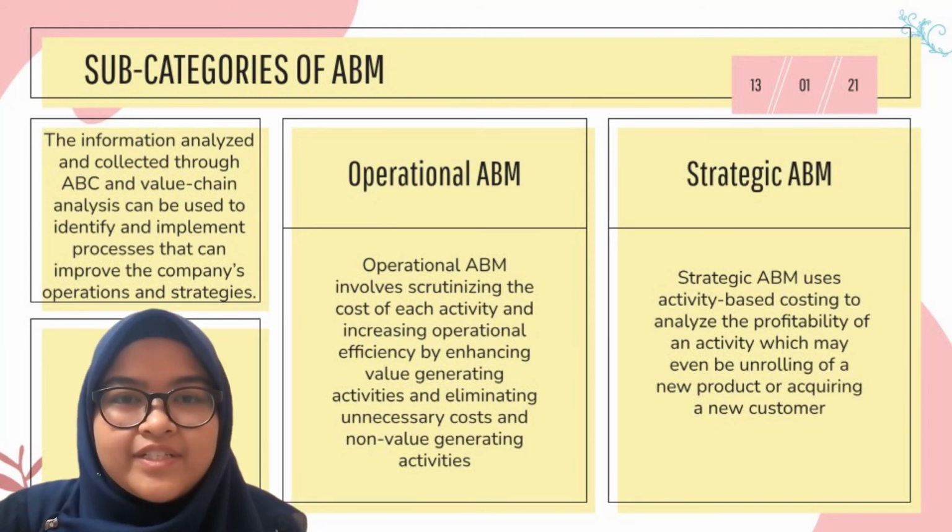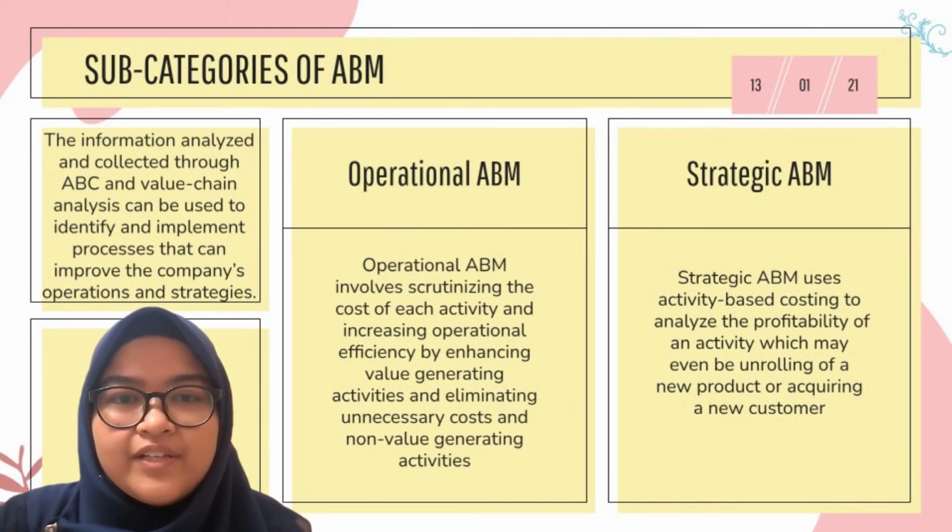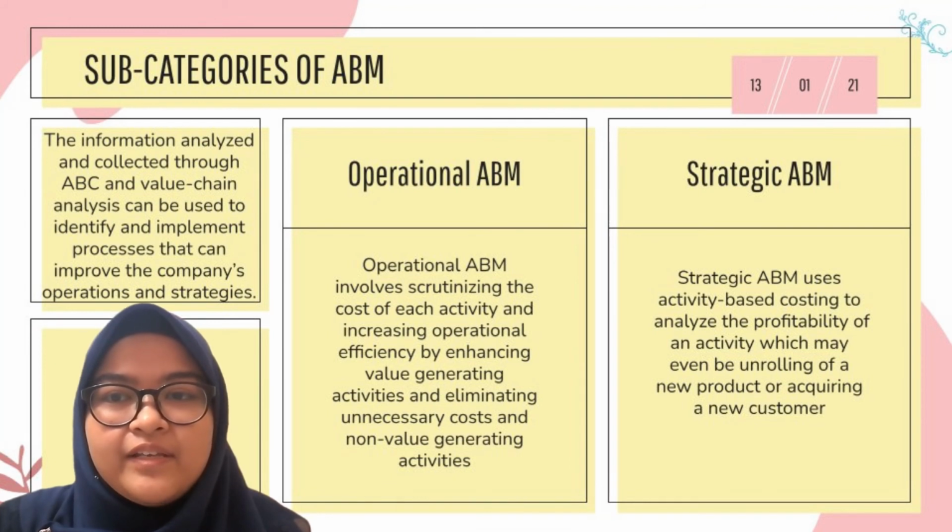The information analyzed and collected through activity-based costing, ABC, and value chain analysis can be used to identify and implement processes that can improve the company's operations and strategies. This divides activity-based management, ABM, into two potential subcategories, which are operational ABM and strategic ABM. Operational ABM involves scrutinizing the cost of each activity and increasing operational efficiency by enhancing value-generating activities and eliminating unnecessary costs and non-value generating activities.